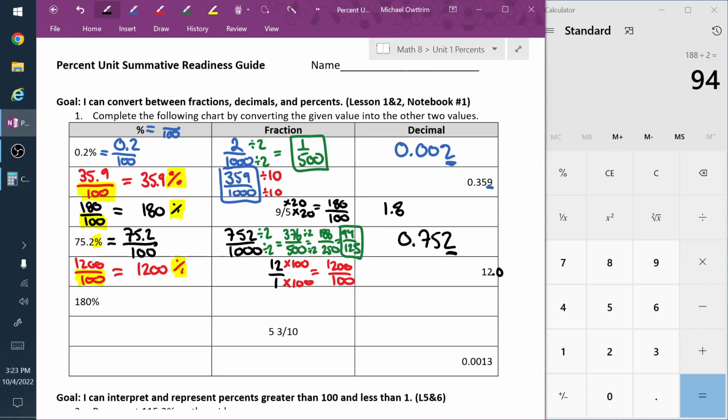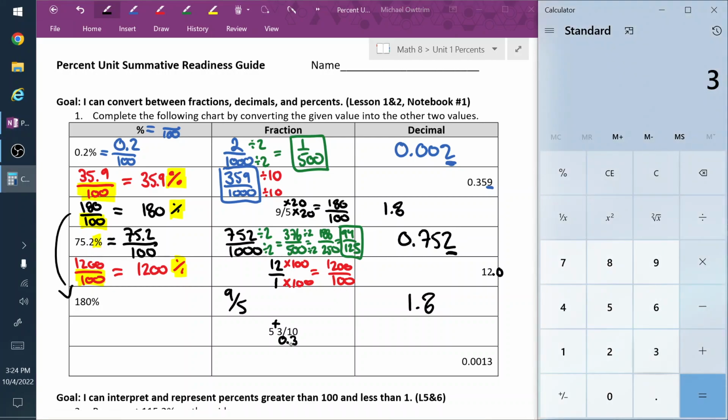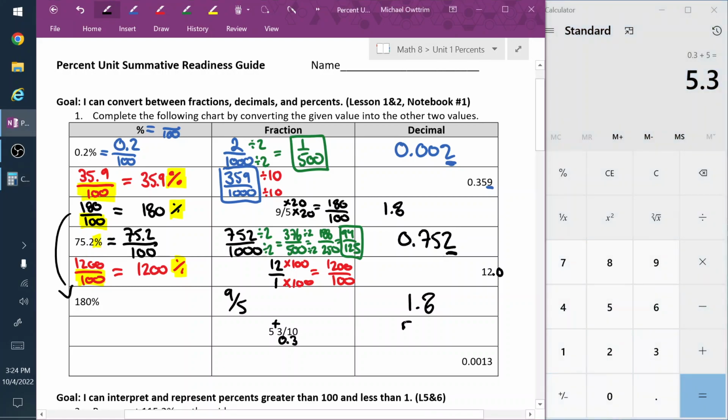Okay, in the case of my next row here, I actually notice that it's the same percent as up above. So I can say that my 180% is also 1.8 as a decimal, just from that previous row. And it is the fraction 9 out of 5 as a fraction. To finish up here, I've got a mixed number, 5 and 3/10. 3/10 is the decimal 0.3. Again, you could get that on your calculator if you're not sure by dividing 3 by 10. And when I add that to 5, I obviously get the decimal 5.3.